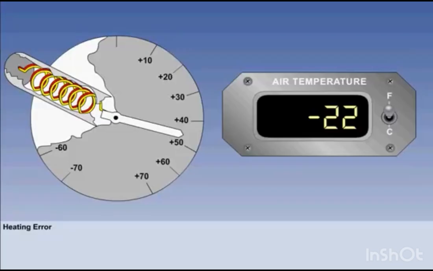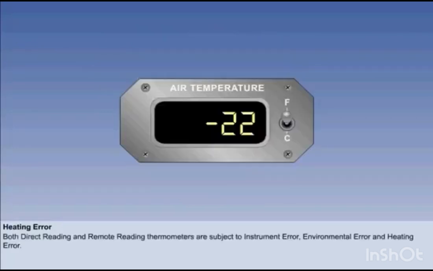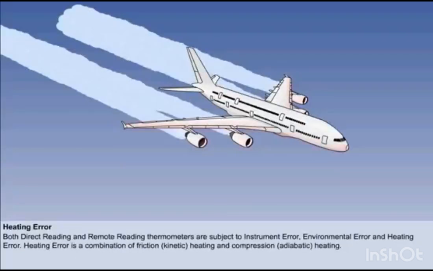In the last lesson, we looked at the two types of basic design of air temperature measurement devices. These were the direct reading type and the remote reading thermometer. Both types are subject to the three errors of all air temperature measurement instruments, which are instrument error, environmental error and heating error. Heating error is caused by the movement of the aircraft through the air. The air temperature rises in the immediate vicinity of the aircraft as a result of friction, or kinetic heating, and air compression, or adiabatic heating.